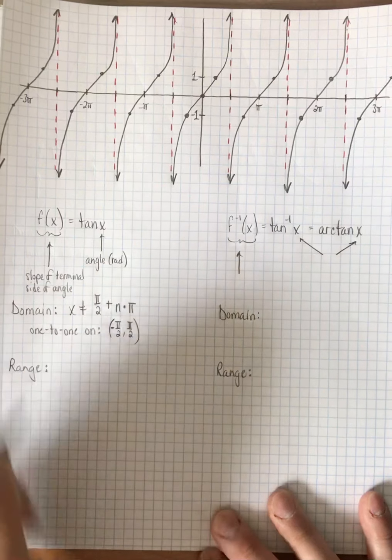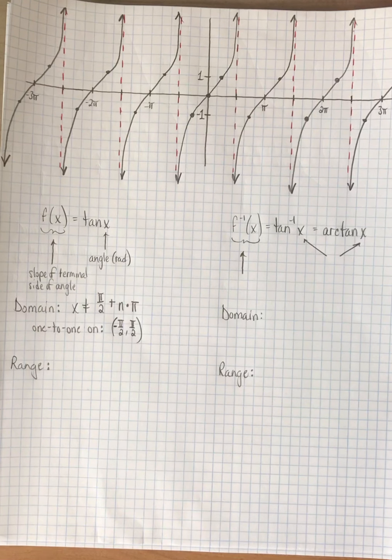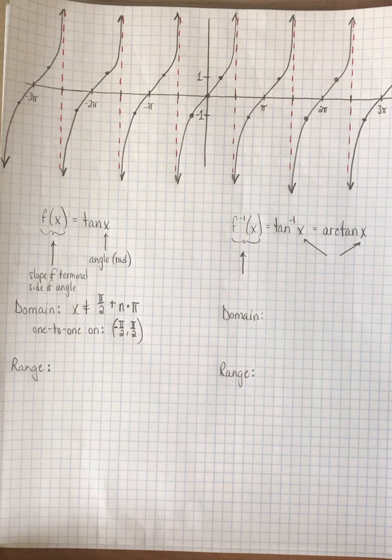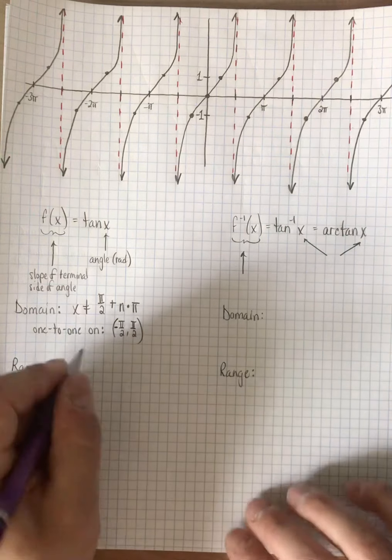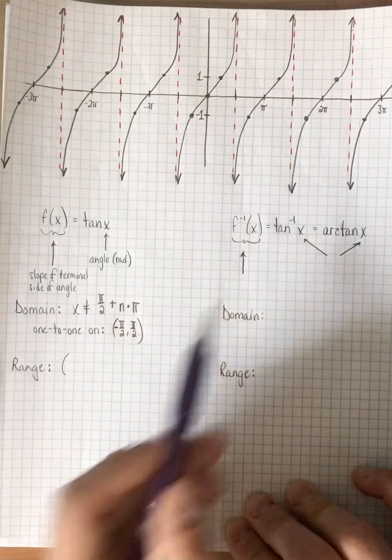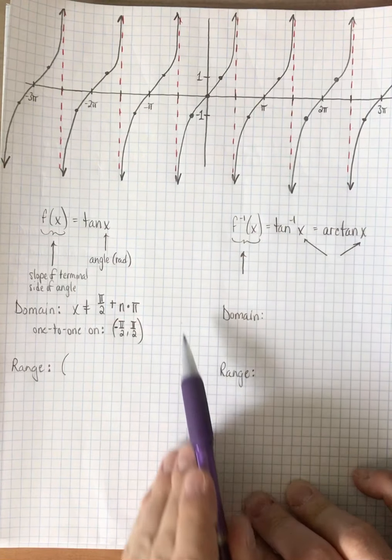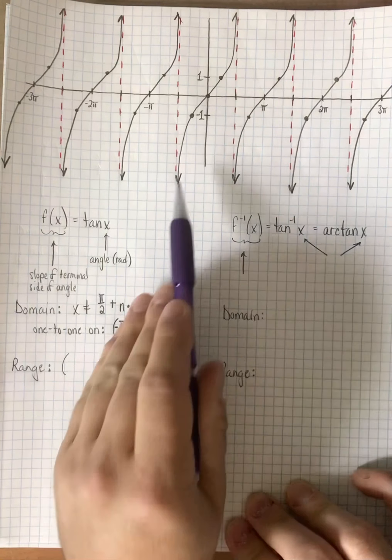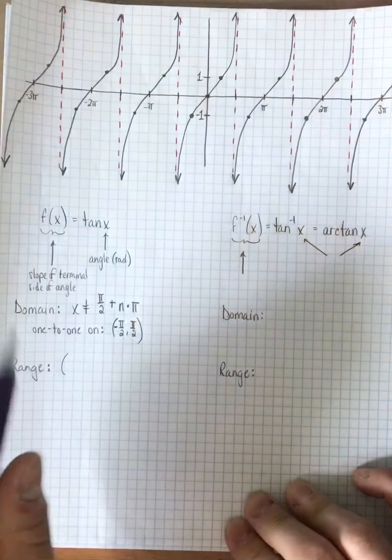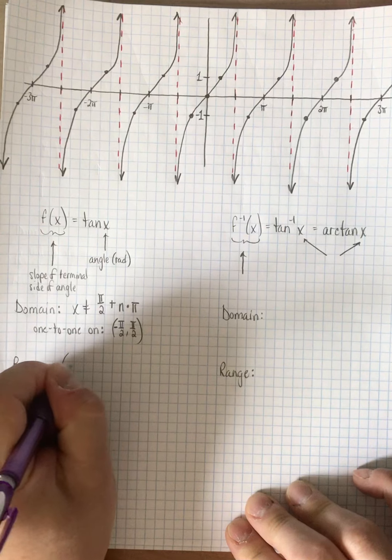Note that this interval, unlike the restriction on the sine function, is open because the function is still undefined at negative pi over 2 and pi over 2. So we cannot actually include them. Now, the range of the function is, as the graph suggests, approaching the asymptote, we go towards negative infinity, and approaching the other asymptote, we go towards positive infinity.